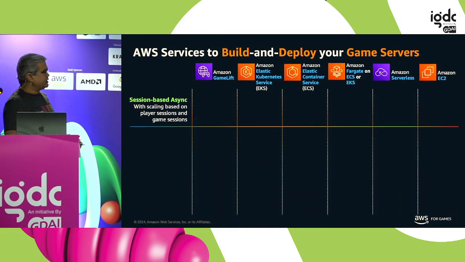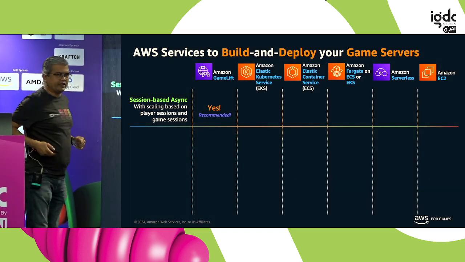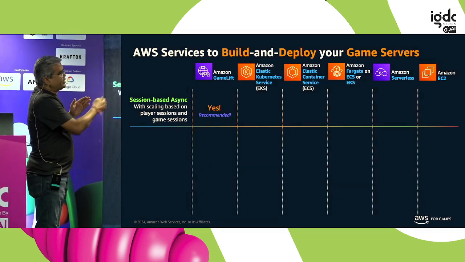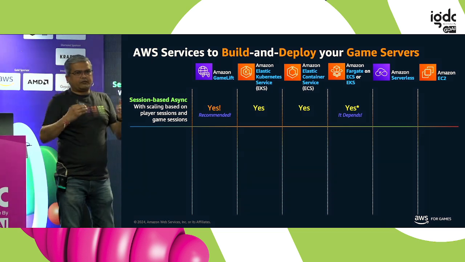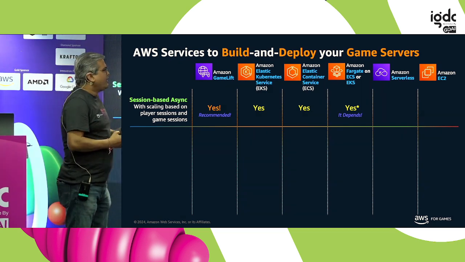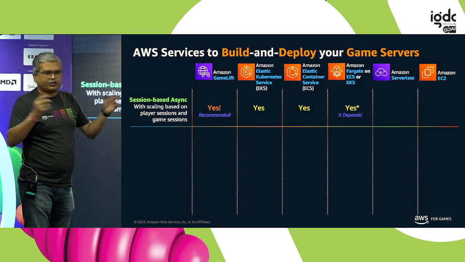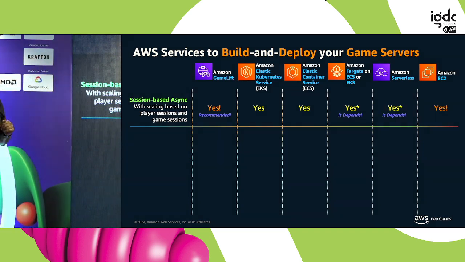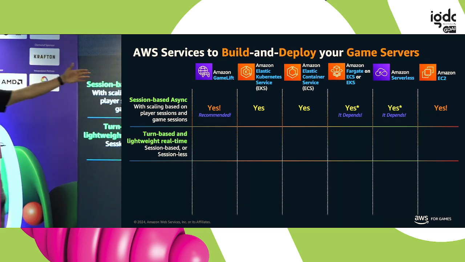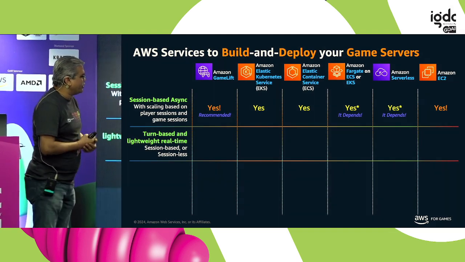So I'll rush through this. If you're building a session-based async game, this is exactly the use case GameLift has been built for. But can you run it on a container service? Yes, you can. Can you run it on Fargate, which is a fully managed container service? Potentially, yes, but I would say it depends, on how your game is and how much resource it requires. Can you run it on serverless? Again, yes, but it depends. Can you run it on EC2? Absolutely, yes. You can always run it on EC2, but with a lot of management that you will end up doing, which is otherwise offloaded over here.